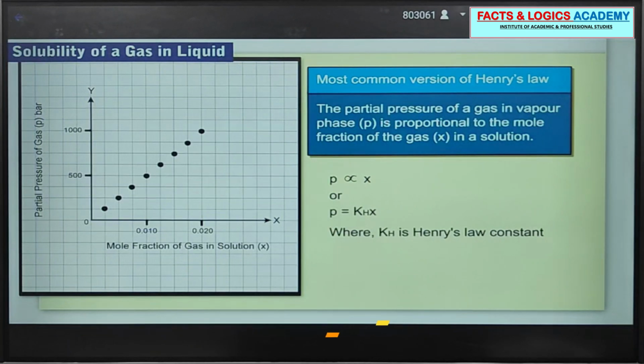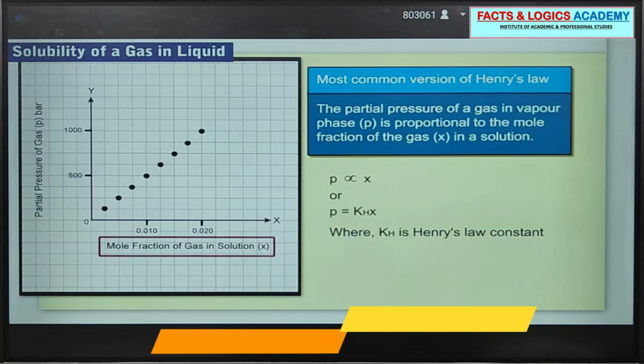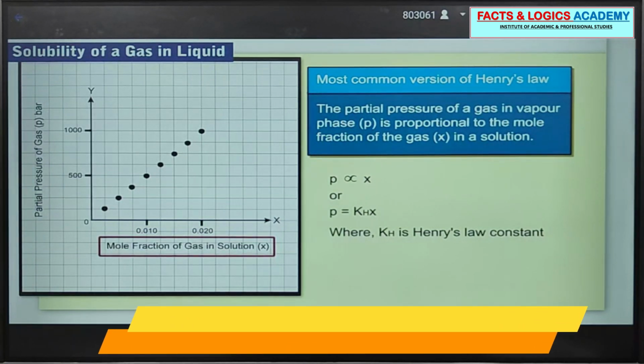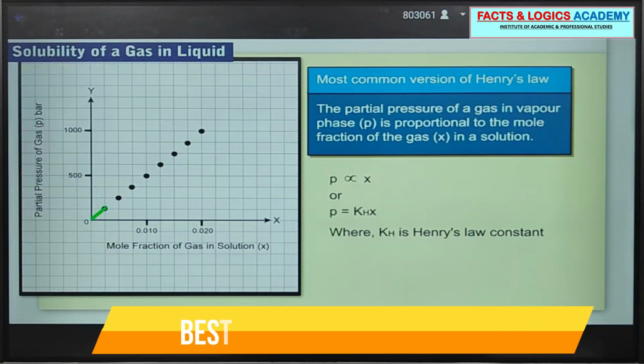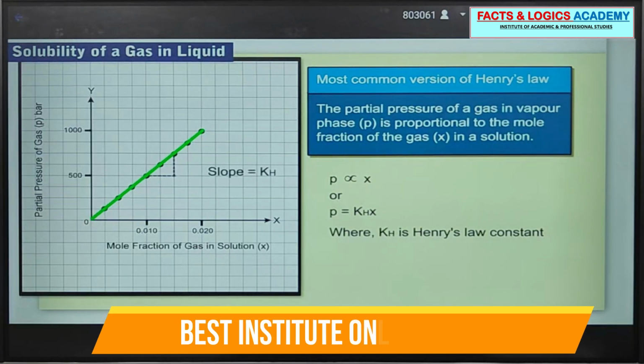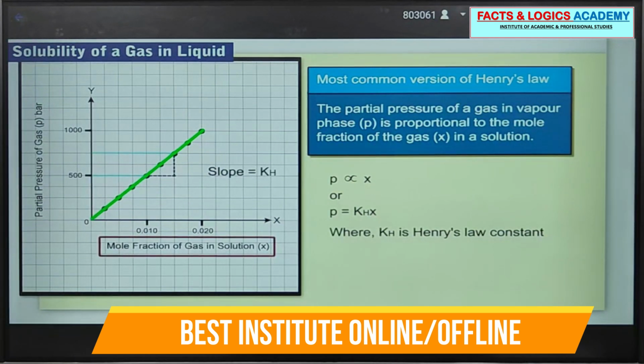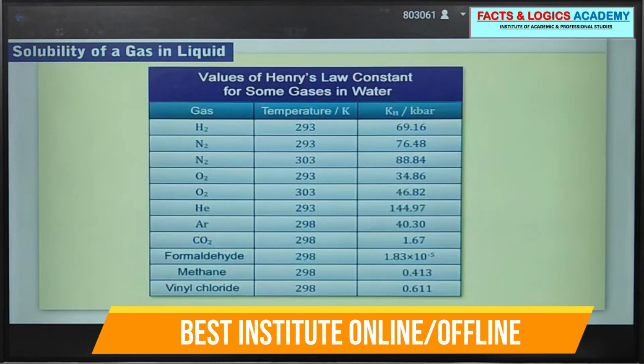Further, if you plot a graph between P, the partial pressure of a gas in vapor phase, and X, the mole fraction of a gas in a solution, then you will get a straight line passing through the origin with its slope equal to KH. The graph also shows that as P increases, X, the mole fraction of the gas in a solution, also increases. The Henry's law constant KH for some common gases in water as a solvent are given in the table here.